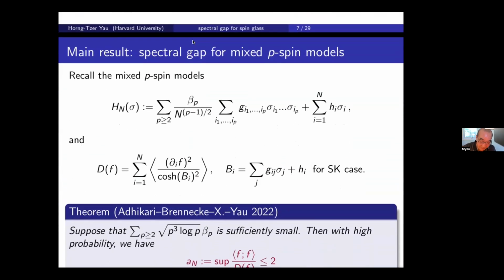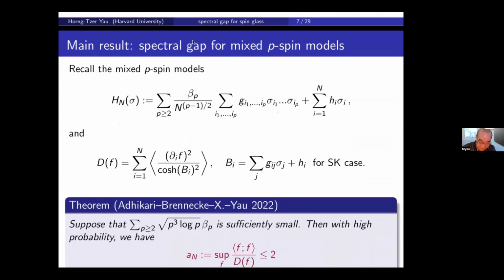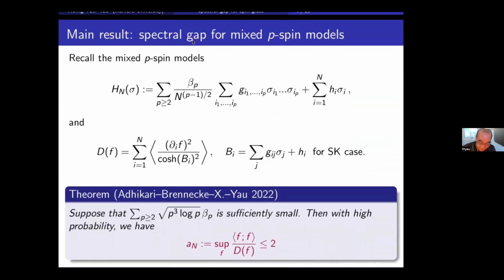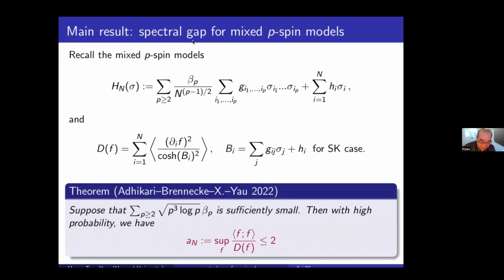Okay, so for the mixed p-spin models, this is our result. We define the Dirichlet form actually in a stronger way. This is the Glauber dynamics. Glauber dynamics is always defined with the Dirichlet factor. This Bi is an external magnetic field acting on sigma i. I wrote down this Bi in the case of SK, but in general, the Bi is just whatever field is acting on sigma i.